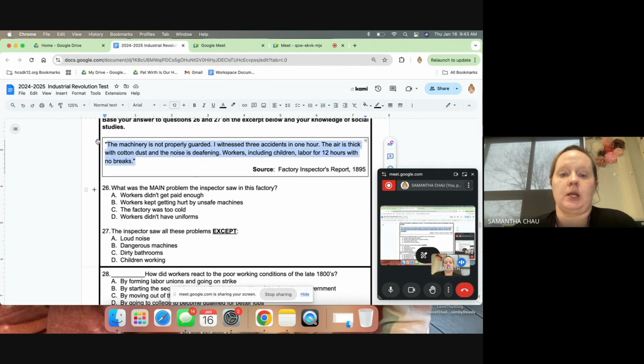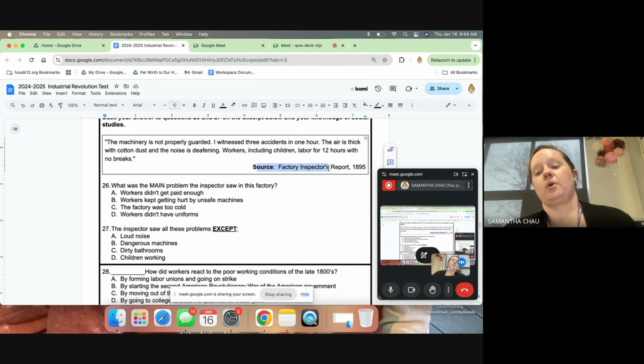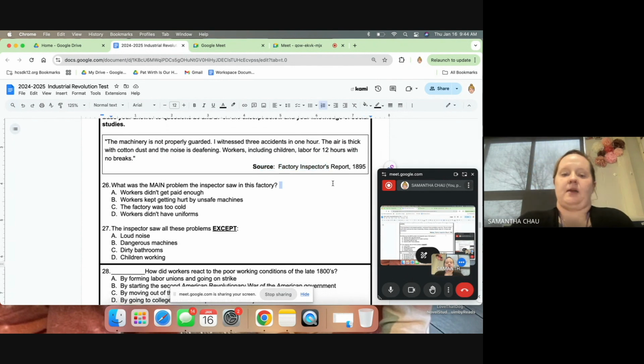The machinery is not properly guarded. I witnessed 3 accidents in 1 hour. The air is thick with cotton dust and the noise is deafening. Workers, including children, labor for 12 hours with no breaks. This is from the source, a factory inspector report in 1895.